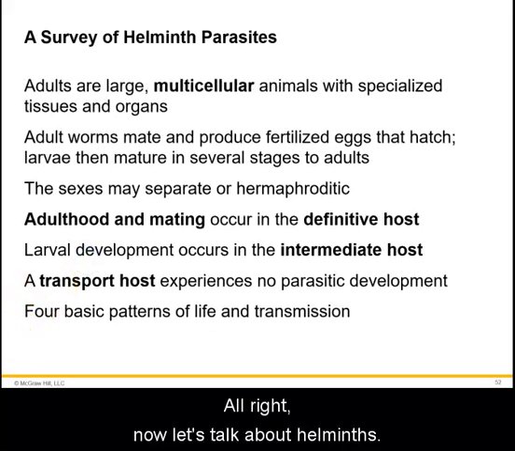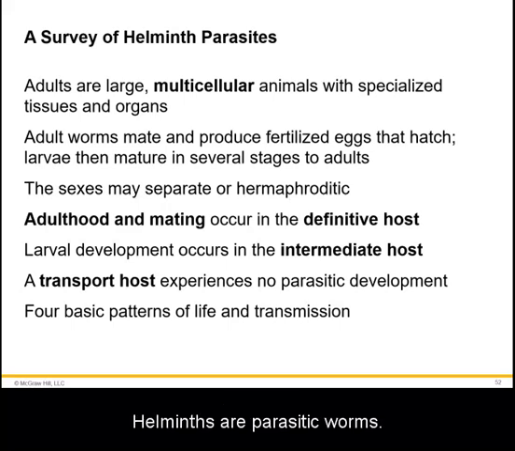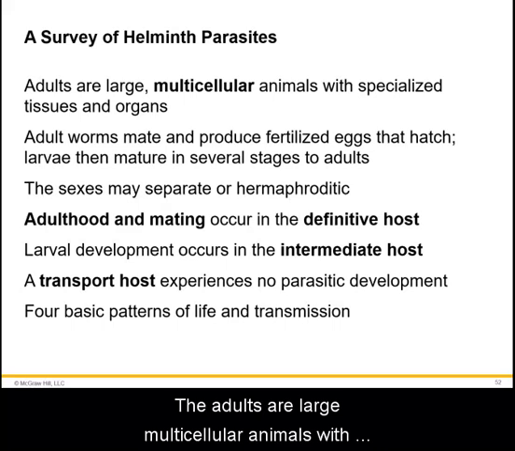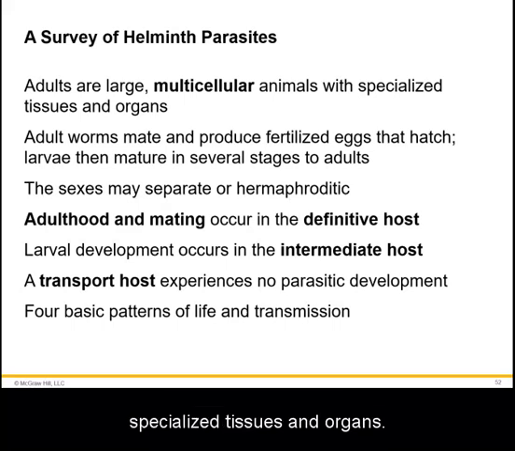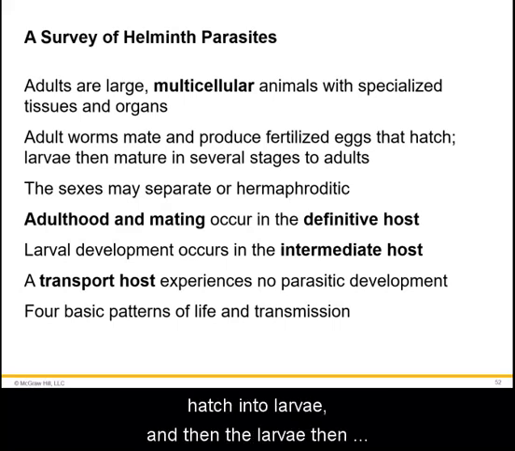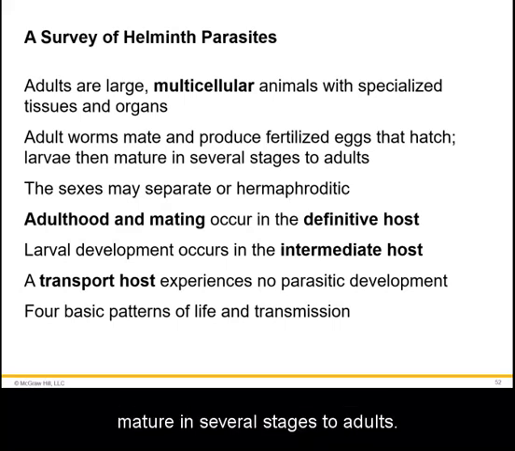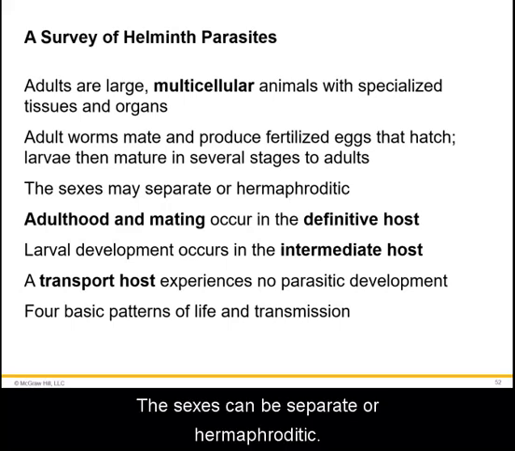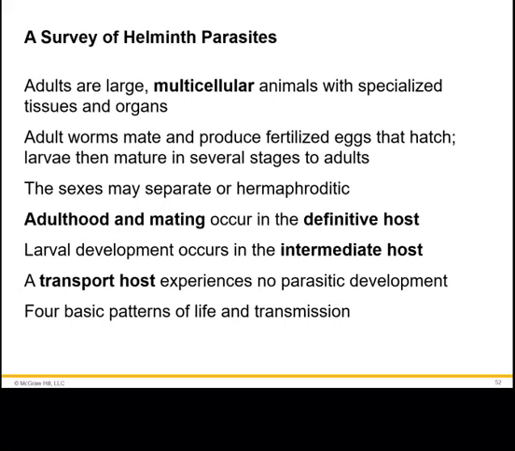All right, now let's talk about helminths. Helminths are parasitic worms. The adults are large, multicellular animals with specialized tissues and organs. Adult worms mate and produce fertilized eggs that hatch into larvae, and then the larvae mature in several stages to adults. The sexes can be separate or hermaphroditic. It just depends on the species.